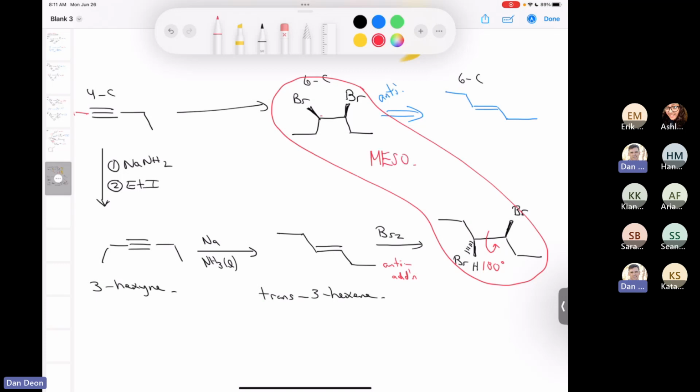Give me a thumbs up if you follow me on that. Everybody with me on that idea? Or stop me if you have a question. Okay, cool. So make sure you remember the sodium metal reduction is how we reduce an alkyne to a trans alkene.